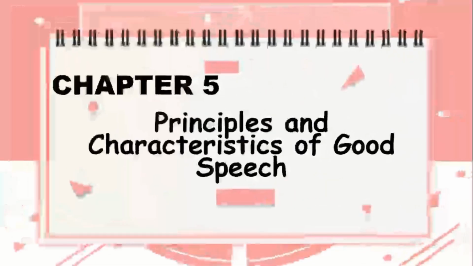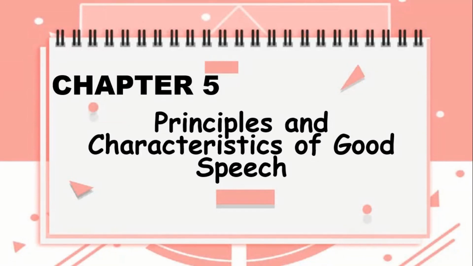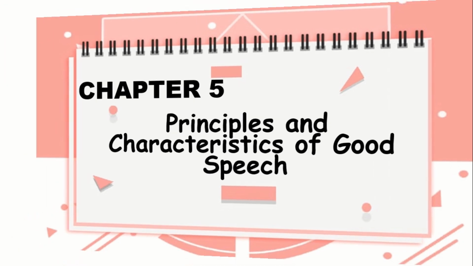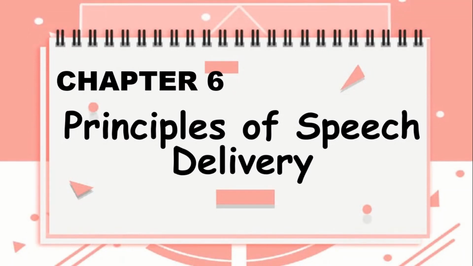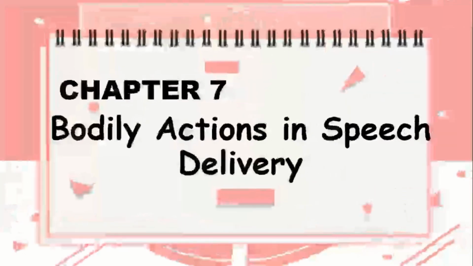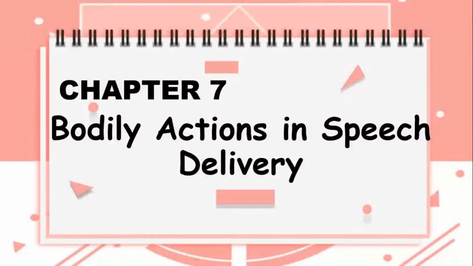For chapter 5, we have the principles and characteristics of good speech. We will identify the principles and characteristics of a good speech. We will also realize the importance and process of listening and apply the skills learned in certain scenarios. Then for chapter 6, we have the principles of speech delivery. Here, we will understand the principles of speech delivery and apply them in delivering a speech guided by criteria.